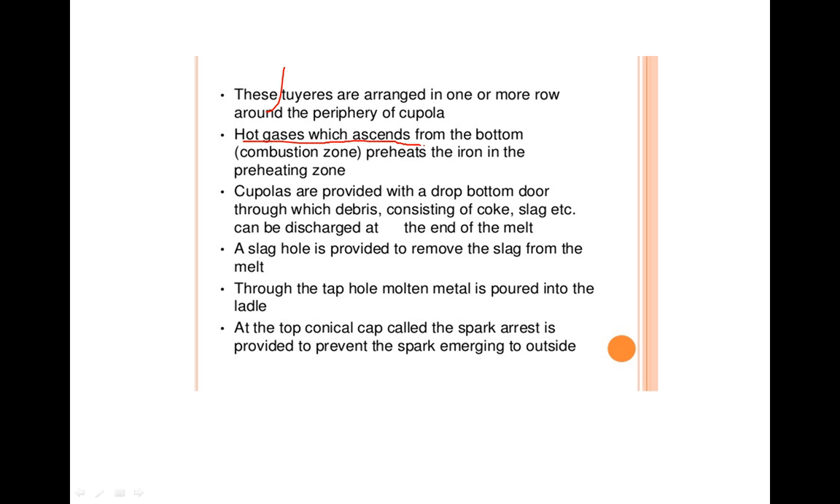Hot gases which ascend from the bottom preheat the air in the preheating zone. Cupolas are provided with a drop bottom door through which debris consisting of coke, slag, etc. can be discharged at the end of the melt. A slag hole is provided to remove the slag, and the metal is discharged through the tap hole.